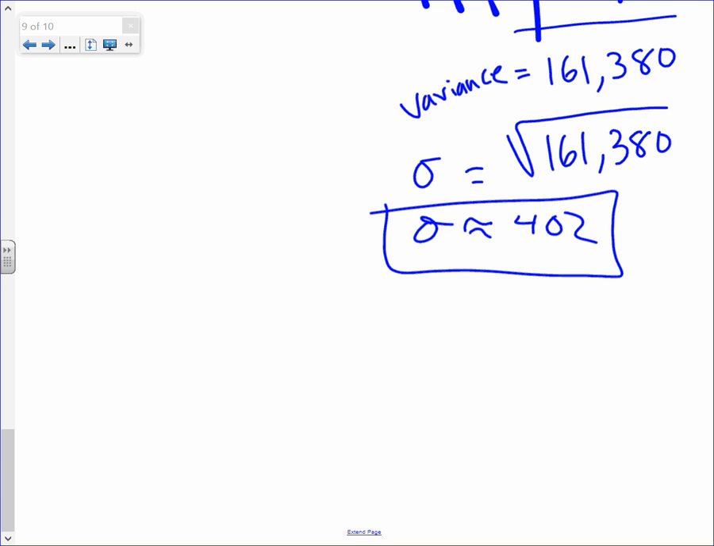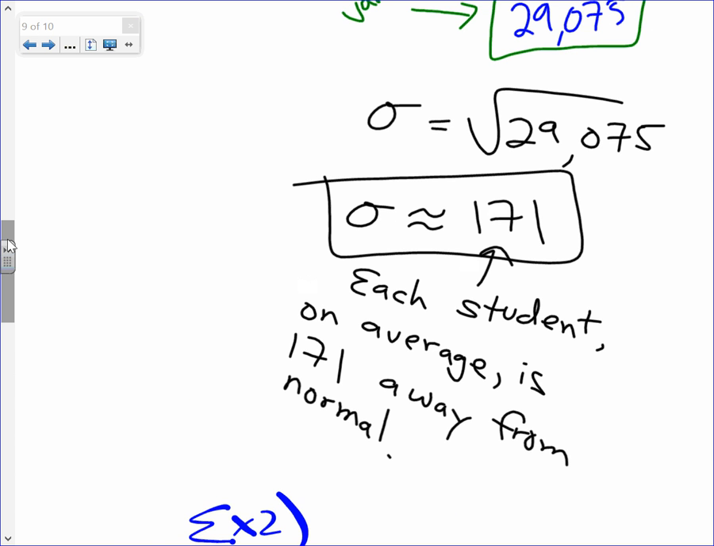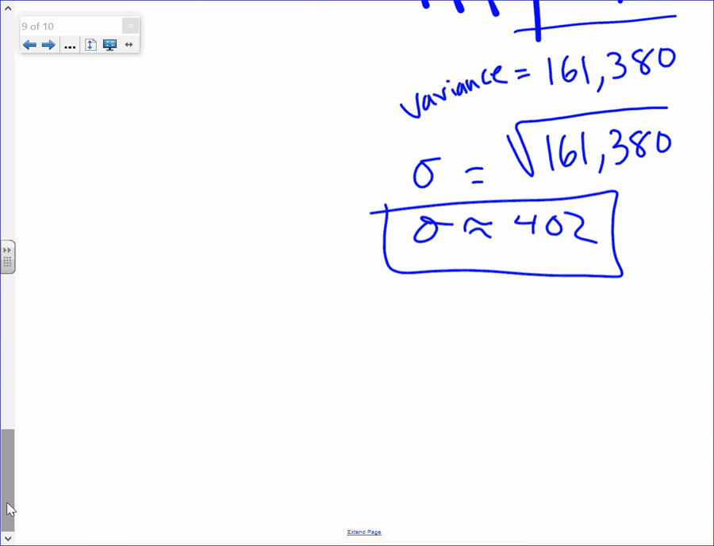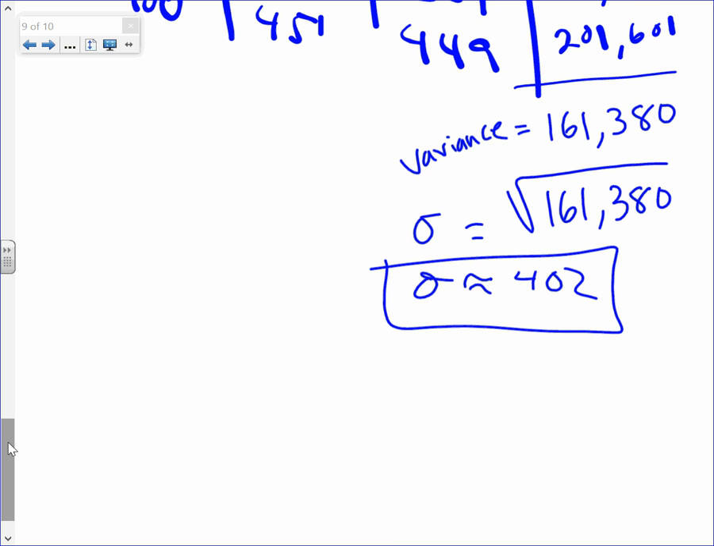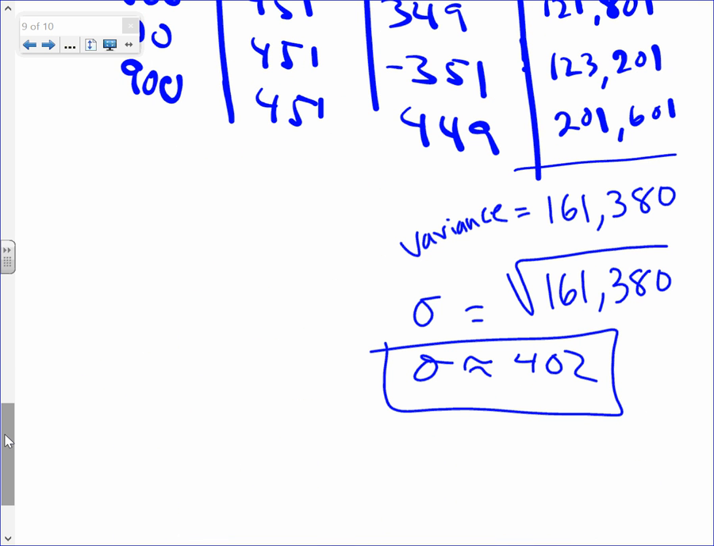Compare that standard deviation to example 1. Example 1 was 171. Example 2 was 402. Why? How come? So my question is this. Why is the second example a lot bigger than the first example? What's the point? What are you trying to say?